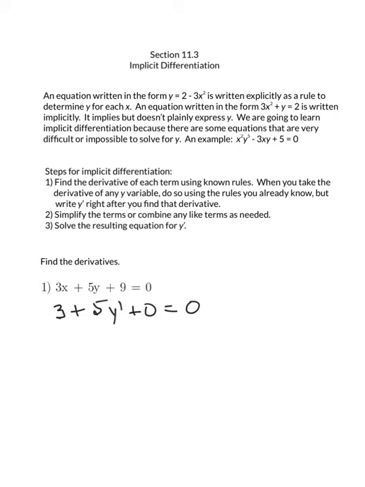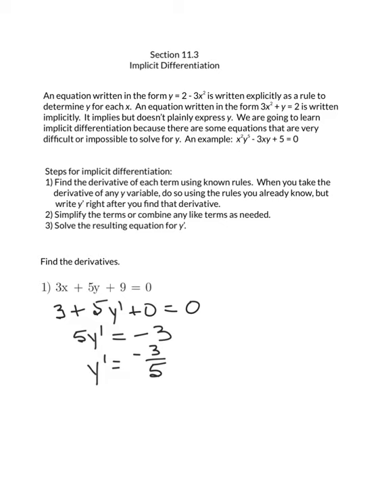There are no simplifications or changes we need to make to this. We just need to jump down to solving for y prime. So I need to get the y prime term by itself. If I do that, I'm going to have 5y prime equals negative 3. Divide both sides by the 5, and we get y prime equals negative 3/5. So that is the derivative of that equation.